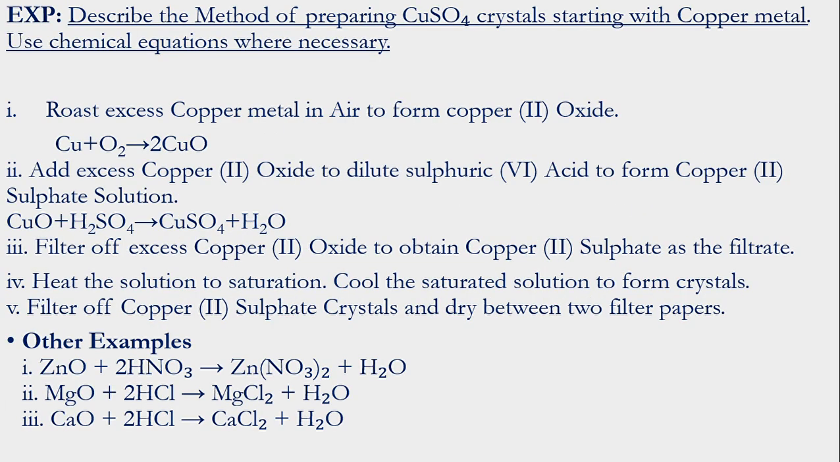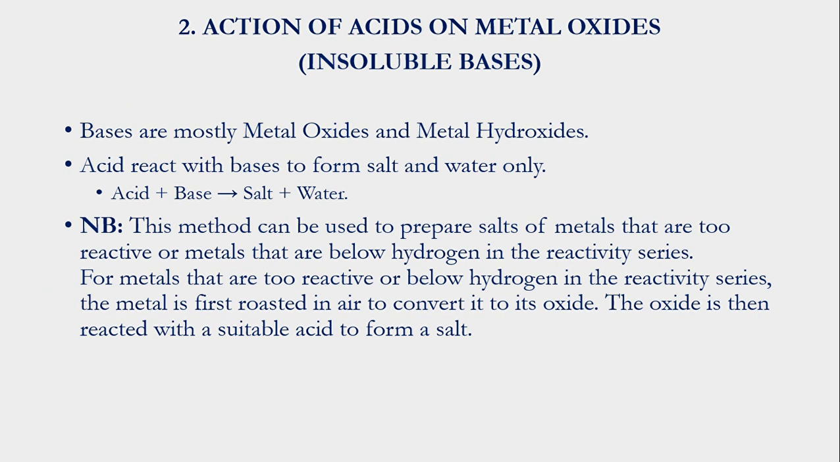We look at method number 2, reaction between acids and bases. Here we are going to look at the metal oxides. The metal oxides and the metal hydroxides are bases. So when we react an acid and a base, the products are salt and water only. We gave a name to this reaction and we called it a neutralization reaction.